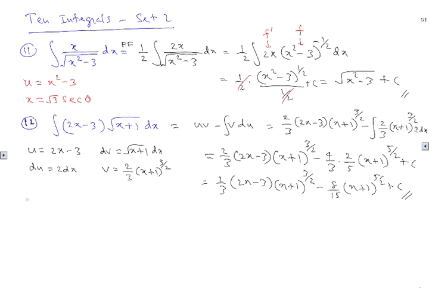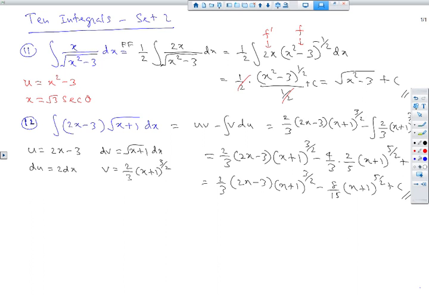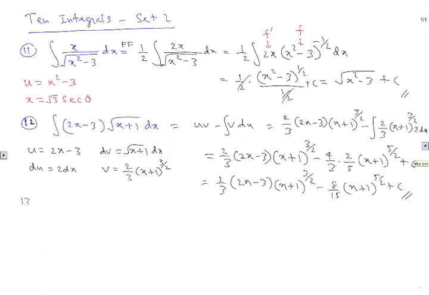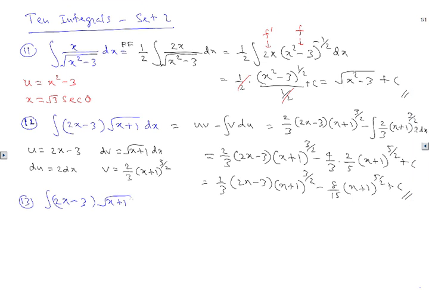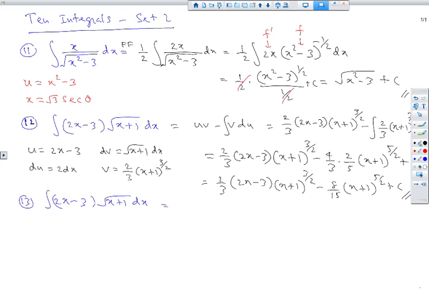Okay, let's do this as another problem, as a different problem. The other technique is just the u-sub. So if we have 2x minus 3 times the square root of x plus 1 dx, what's the other method is we're going to use the u-sub. So we're going to pick u equal the inside function.